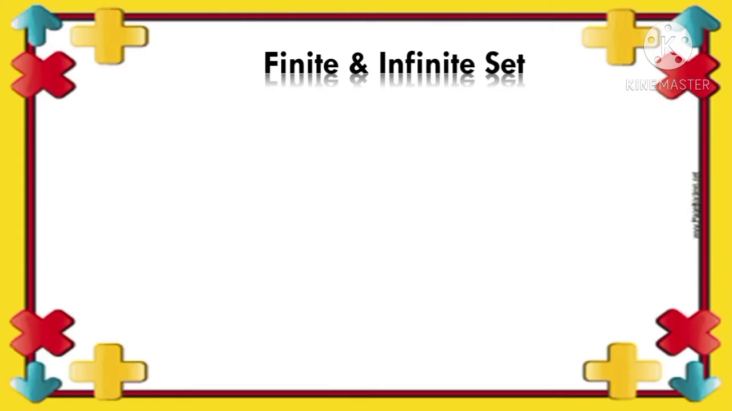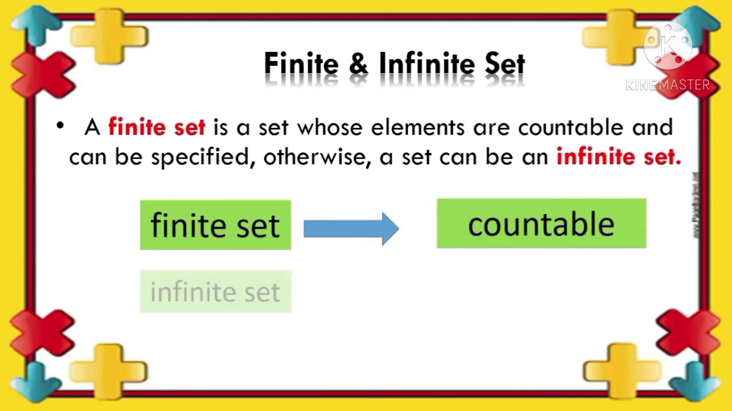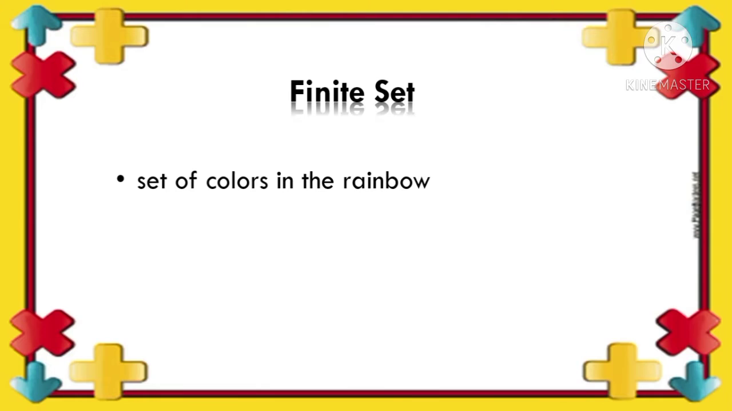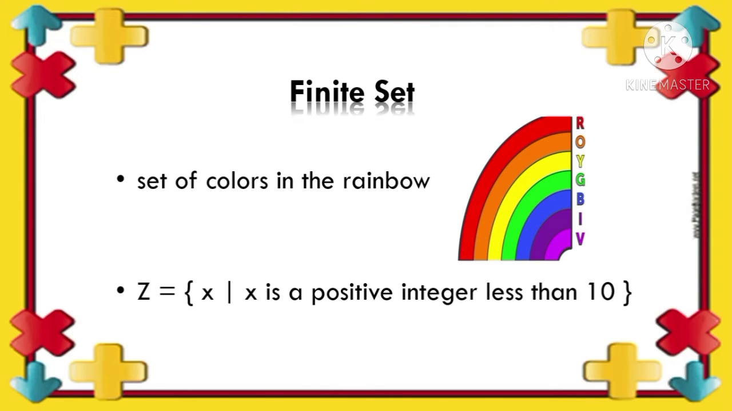First is the finite and infinite set. A finite set is a set whose elements are countable and can be specified. Otherwise, a set can be an infinite set. So a finite set is countable and an infinite set is non-countable. Examples of finite sets are the set of colors in the rainbow, since you can count the colors in the rainbow, or Z = {x | x is a positive integer less than 10}, because we all know that the positive integers less than 10 are 1, 2, 3, 4, 5, 6, 7, 8, and 9.